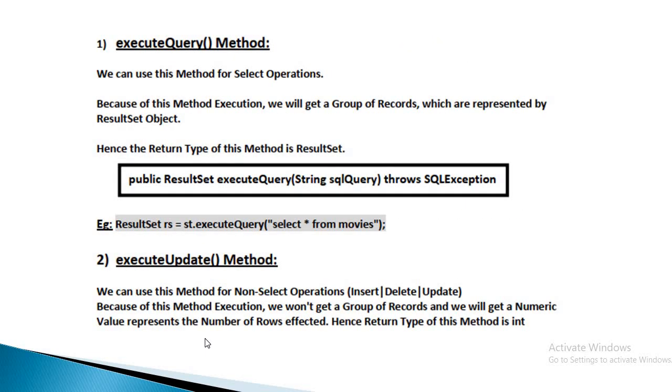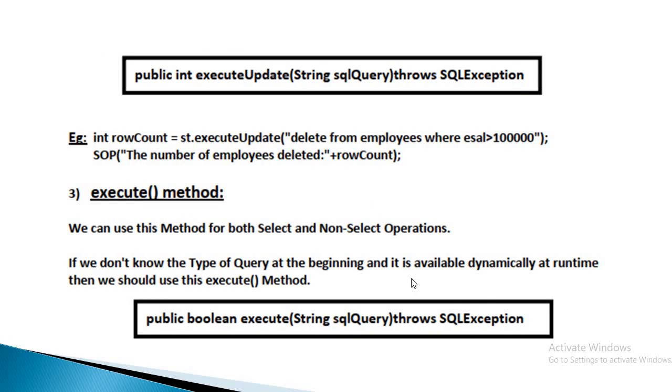These are the three methods: executeQuery, executeUpdate and execute. The executeQuery method is mainly used for select operations. The executeUpdate method is mainly used for non-select operations like insert, delete and update. Then the execute method is used for both select and non-select operations.